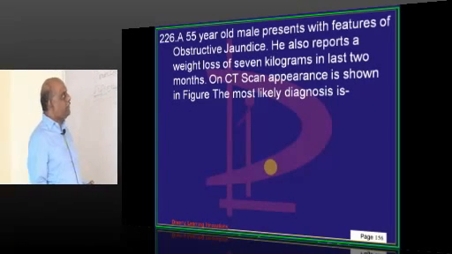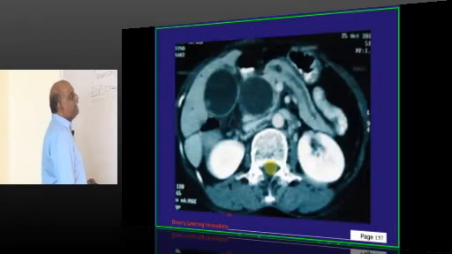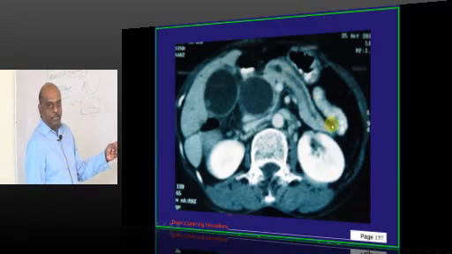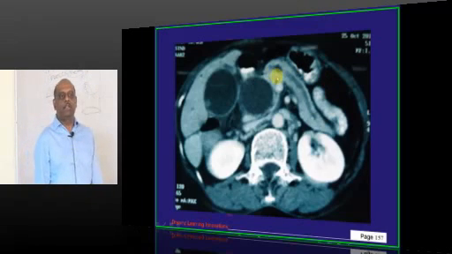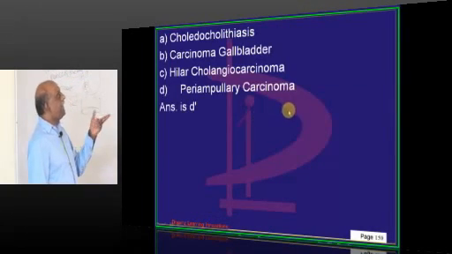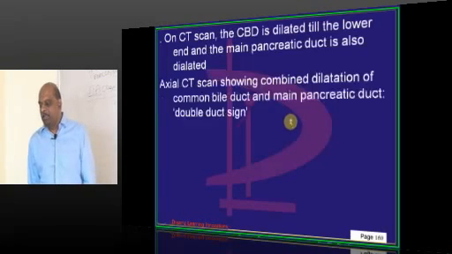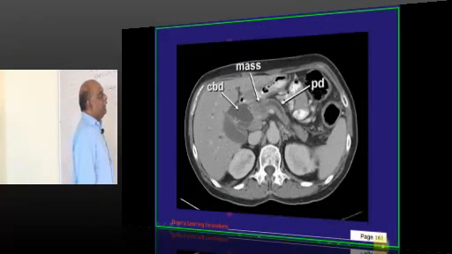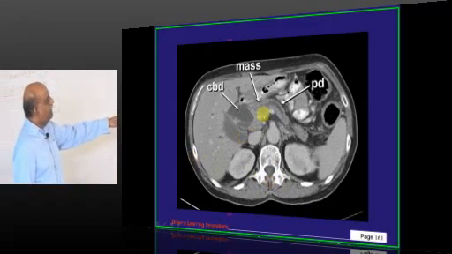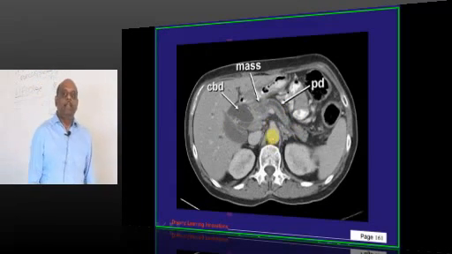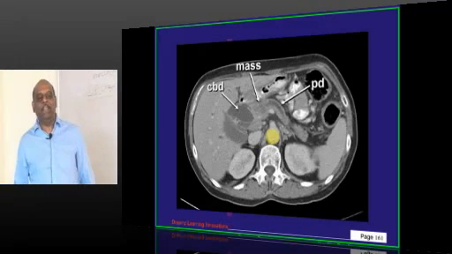A 55-year-old comes with obstructive jaundice along with weight loss, and the CT scan has been shown. What do you see in this? The pancreatic duct is dilated, and at the same time there is a dilatation of the common bile duct. So two ducts getting dilated is called the double duct sign, which is a classical feature of a periampullary carcinoma, is what you have to remember. So this is typically the CBD which is dilated. This is a mass lesion, with common bile duct dilatation, and the pancreatic duct also dilated. So this is called the double duct sign, right?